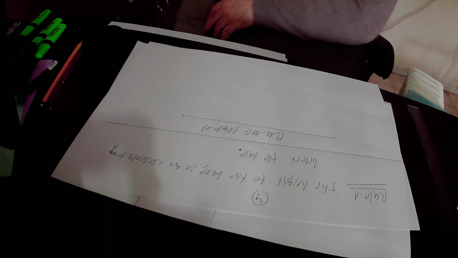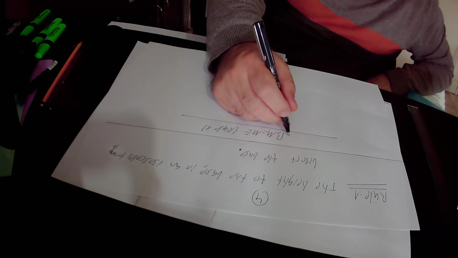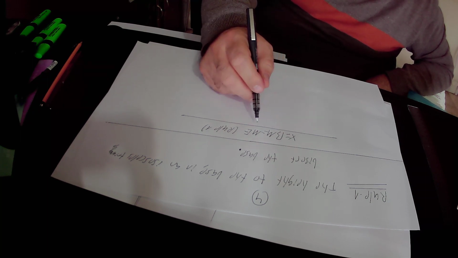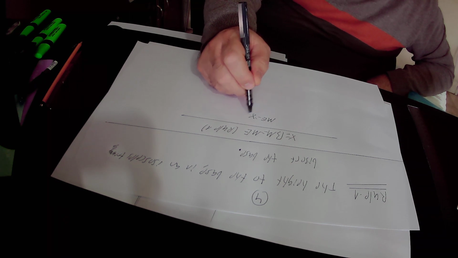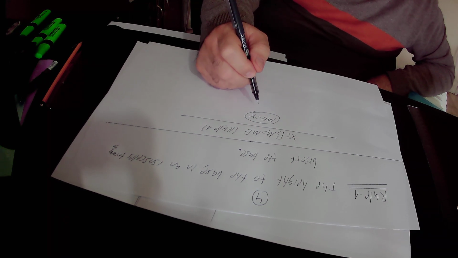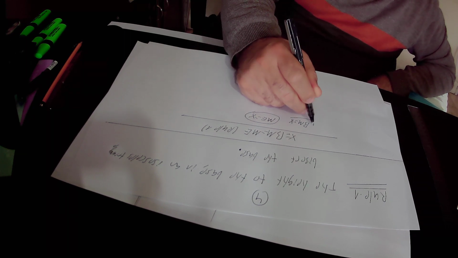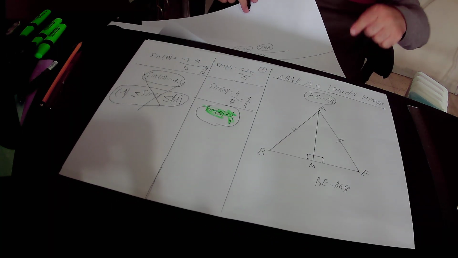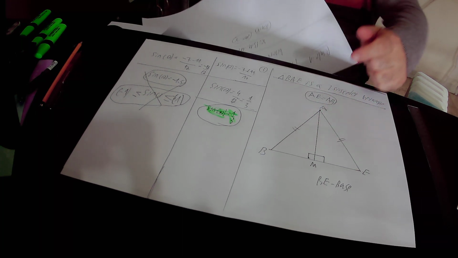And if we define BM as X, then from this equation X equals BM equals ME, we conclude that ME is also equal to X. So we actually know that ME equals X and BM is also equal to X. From the drawing you can see that BE equals BM plus ME.